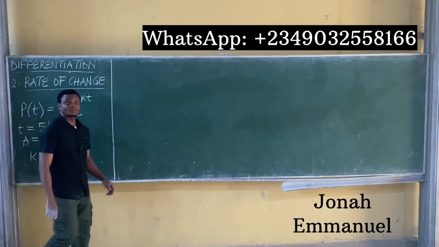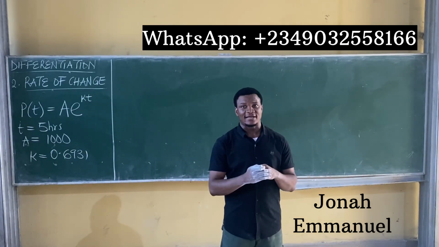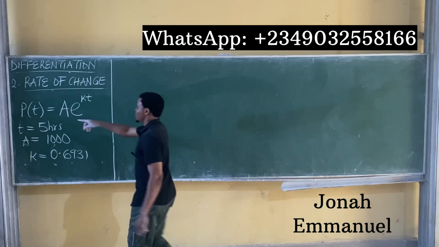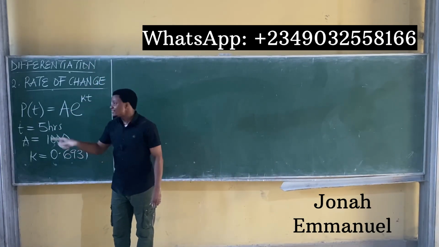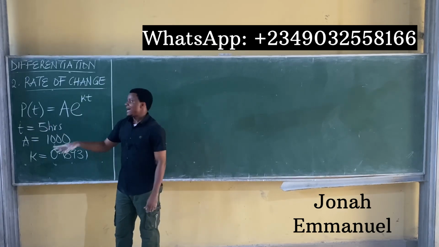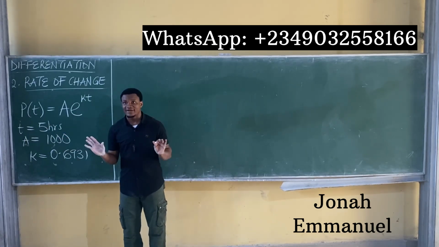0.6931. So listen, your first task is you ask yourself, am I doing conversion? That's the first task. They said t was in what? If you check in the question, t was in hours and it's given as 5 hours. So I am not converting.